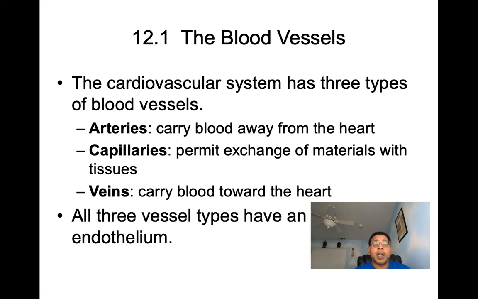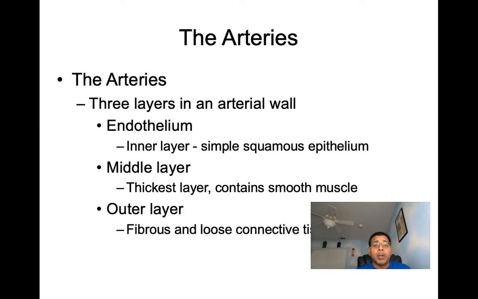All right, first then let's check out our arteries. The arteries are going to have three layers to their walls. The innermost layer we determined is going to be the endothelium, which we said is made up of simple squamous epithelium. The middle layer is going to be the thickest layer, and it's going to consist of smooth muscle that can constrict to regulate blood flow and blood pressure.